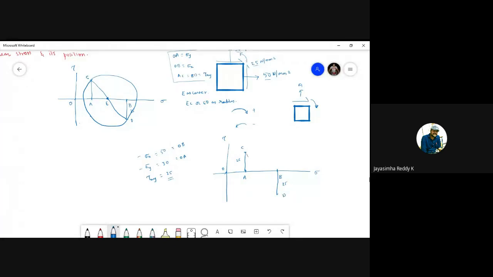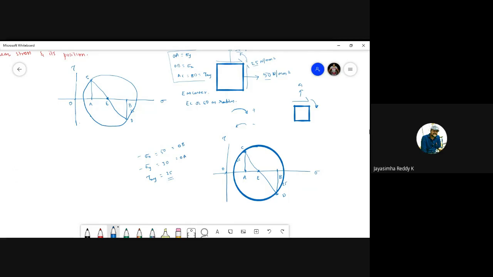Now join CD. After joining CD, you'll get a point of intersection on the x-axis and keep this point as E. With E as center, take your compass, with E as center and EC or ED as radius, draw a circle. Okay, is it clear? Yes sir.